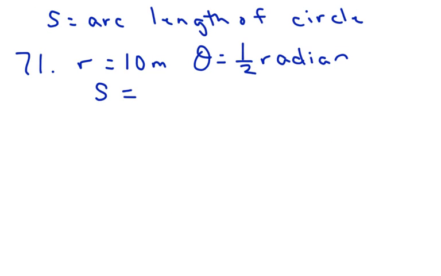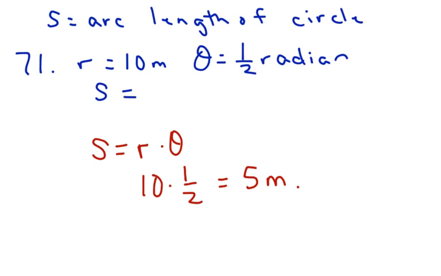Alright, number 71. Basically, you're just using your formulas for this. S equals the arc length of a circle. So we're going to go to 71. I think this is one of the problems you have to do. So you're going to use the fact that S equals R times theta. So you have 10 times 1/2 equals 5 meters. Very simple stuff.